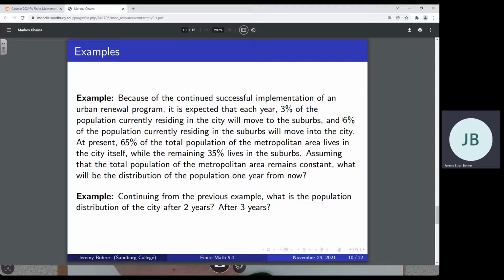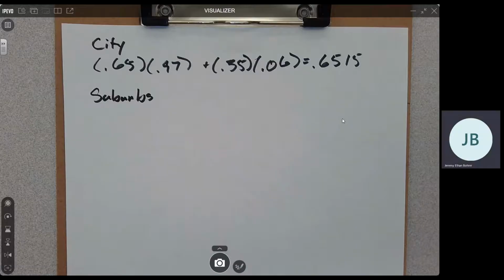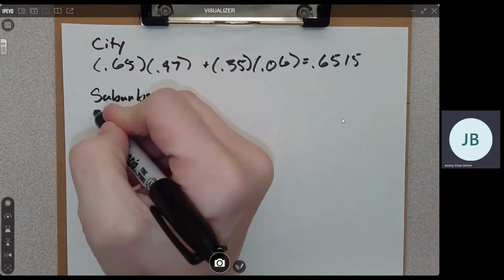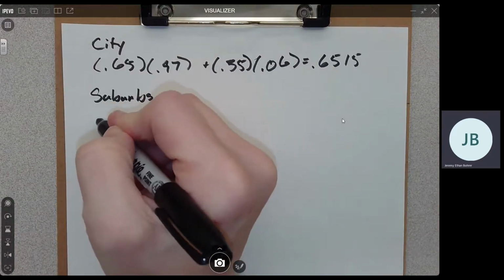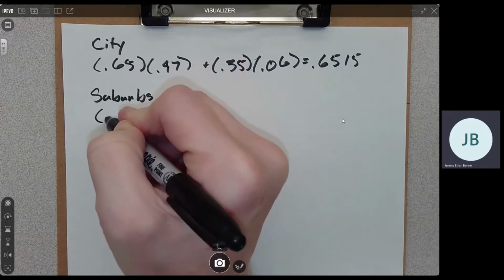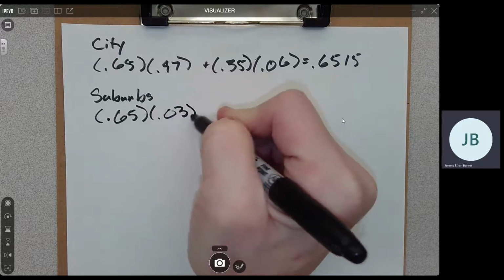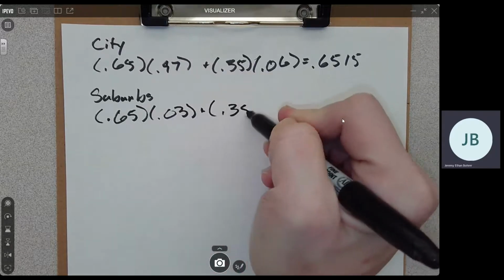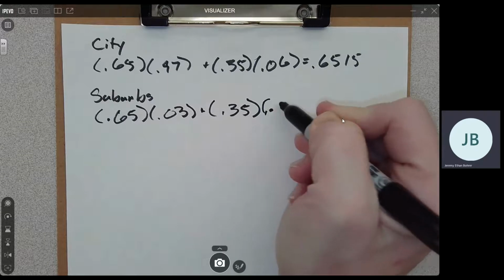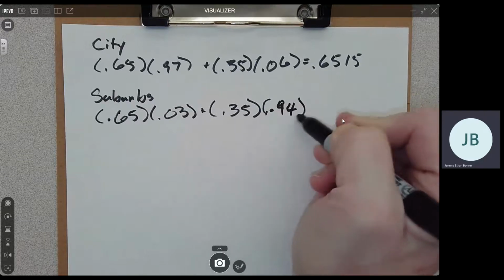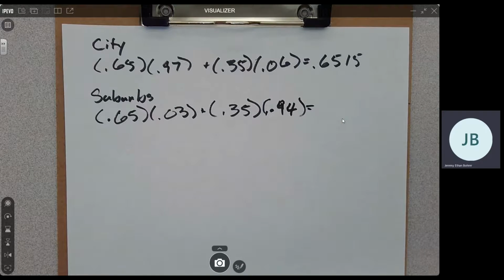And the probability that they reside in the suburbs, there is the math I just did for the city. So the probability that they live in the suburbs a year from now will be 0.65 times 0.03 plus 0.35 times 0.94. So that's 0.3485.